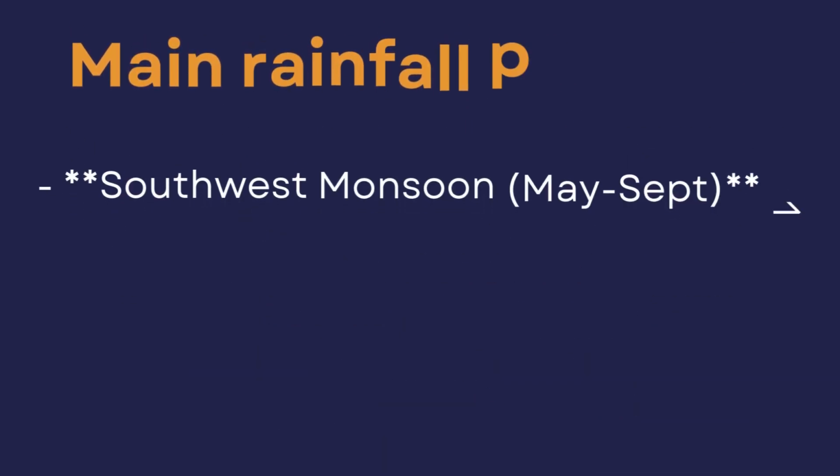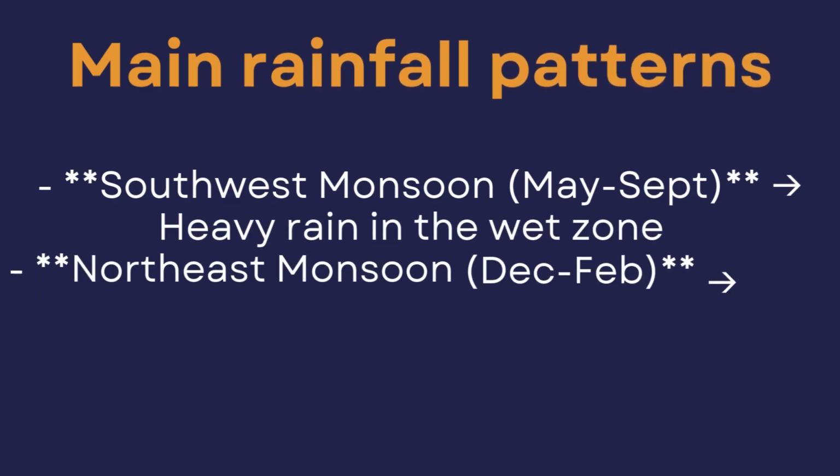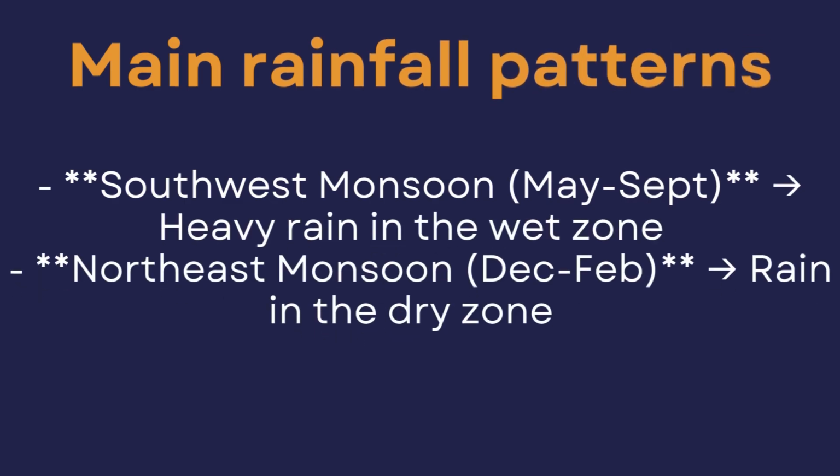Main rainfall patterns: southwest monsoon, May to September, brings heavy rain in the wet zone. Northeast monsoon, December to February, brings rain in the dry zone.